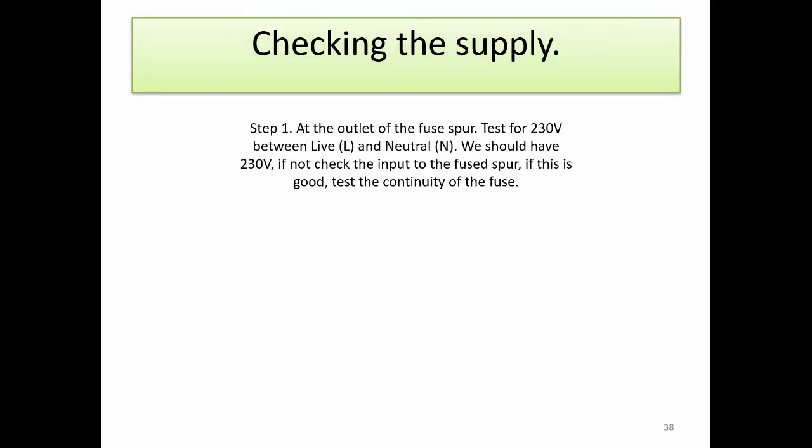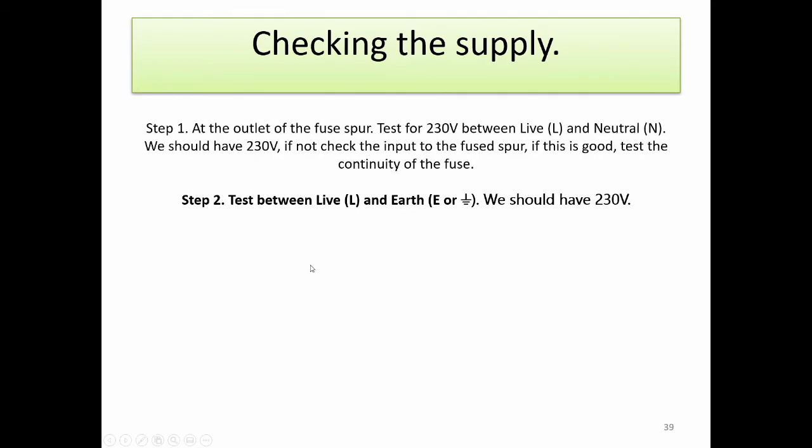So checking the supply, the first step is to check the outlet of the fuse spur. Test for 230 volts between live and neutral. We should have 230. If not, check the input of the fuse spur. If the input's good, test the continuity of the fuse, because it may be a dodgy fuse, a blown fuse. Step 2, test between the live and earth. We should have 230 volts.